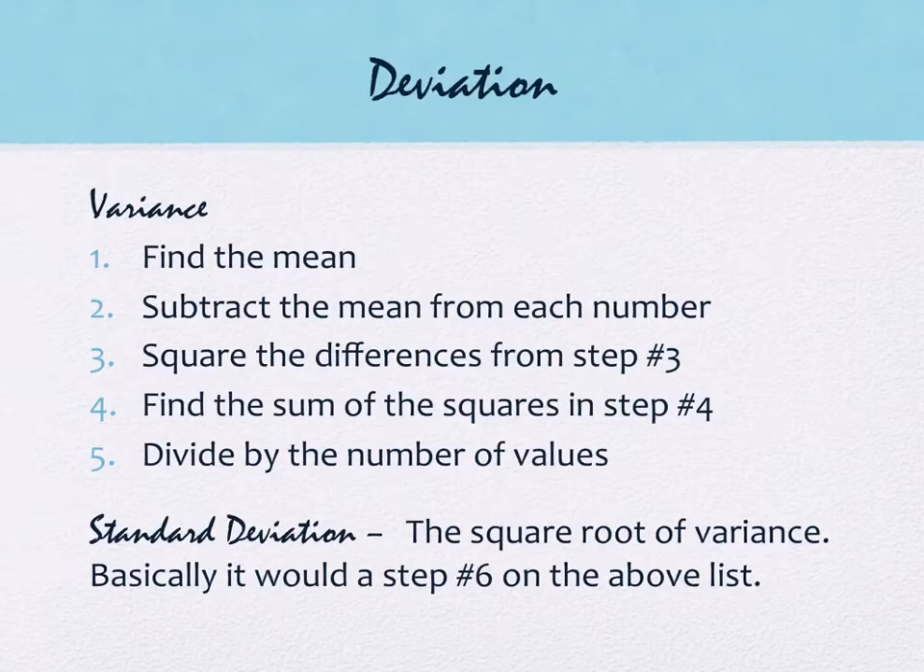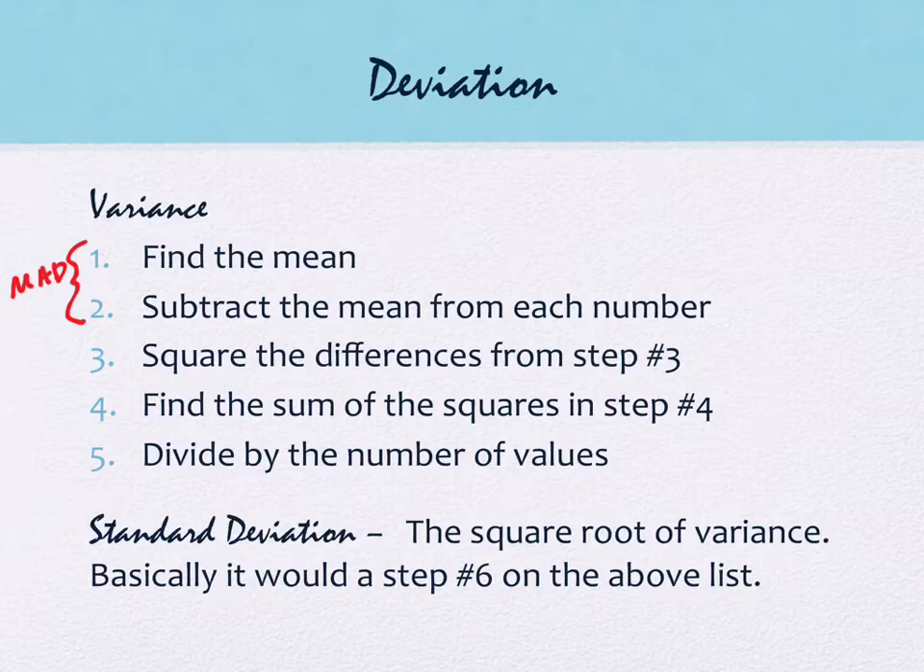So to do variance, what we do is we find the mean, and then we subtract the mean from each number. So these first 2 steps right here are the same steps that we do for mean absolute deviation. So this piece is much the same as the mean absolute. The second pieces after that, 3, 4, and 5, we're going to square those pieces that we subtracted. And then we're going to sum them. We're going to add them up.